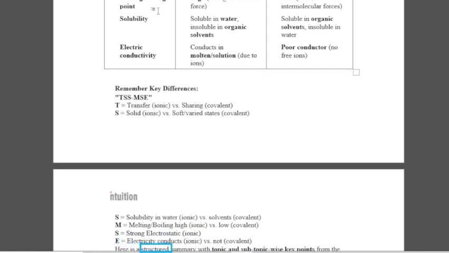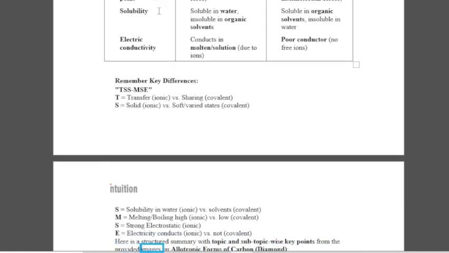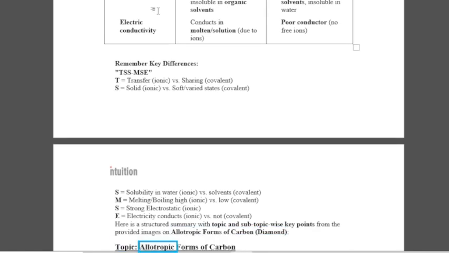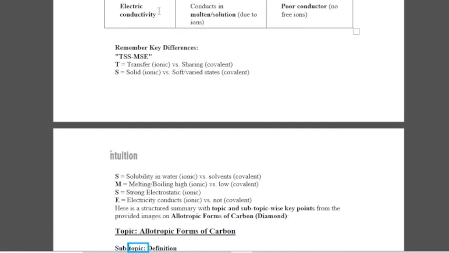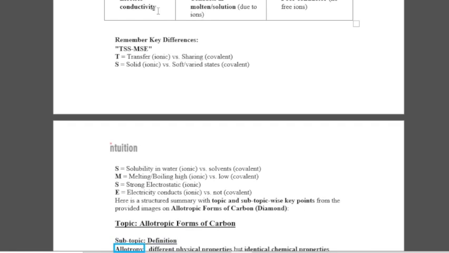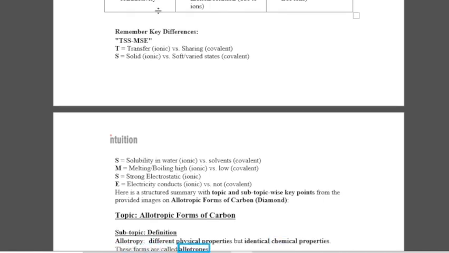Here is a structured summary with topic and subtopic. Key points on allotropic forms of carbon, diamond. Topic: allotropic forms of carbon. Subtopic: definition. Allotropy: different physical properties but identical chemical properties. These forms are called allotropes.